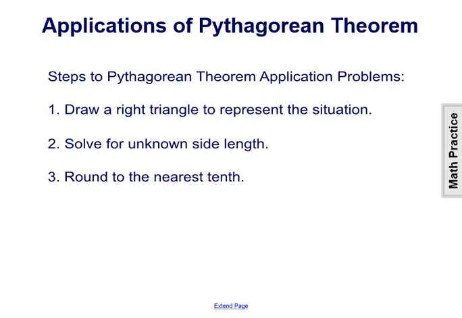Now there are applications of the Pythagorean theorem and certain steps to follow to solve the application problems. The first would be to draw a right triangle to represent the situation. The second would be to solve for an unknown side length using the Pythagorean theorem, and then round to the nearest tenth with our answer since we don't want to leave that square root answer.